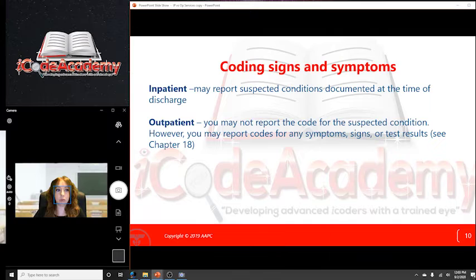But we can go ahead and pick those up at the time of discharge when the patient is ready to go home. If the assessment and plan or the provider's documentation says suspected substance abuse or a possible chronic kidney disease, then we can go ahead and pick those up. However, for the outpatient side, we cannot pick up those suspected or probable conditions. One thing I would suggest reviewing is within your diagnoses manual, let's review Chapter 18. That's going to give you a little bit more insight if needed on that topic as far as coding for signs and symptoms.